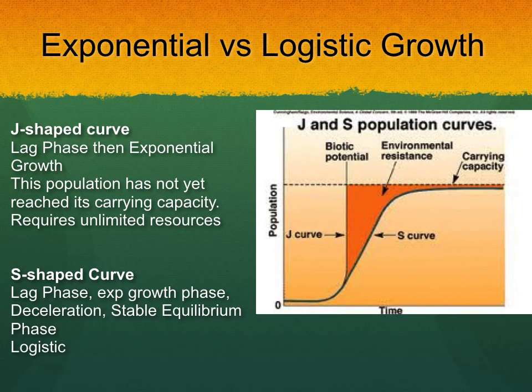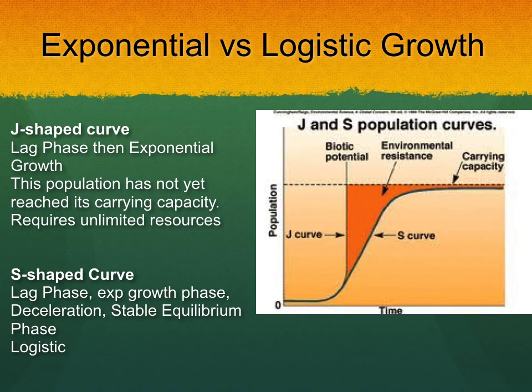There are other types of curves that population ecologists might use. They're called population curves, and there are 2 main types. You can have a J-shaped population curve. In this situation, the population has not yet reached its carrying capacity, and a J-shaped curve requires unlimited resources. And you can also have an S-shaped curve, and this is when you have reached some type of equilibrium and you're starting to see some deceleration.